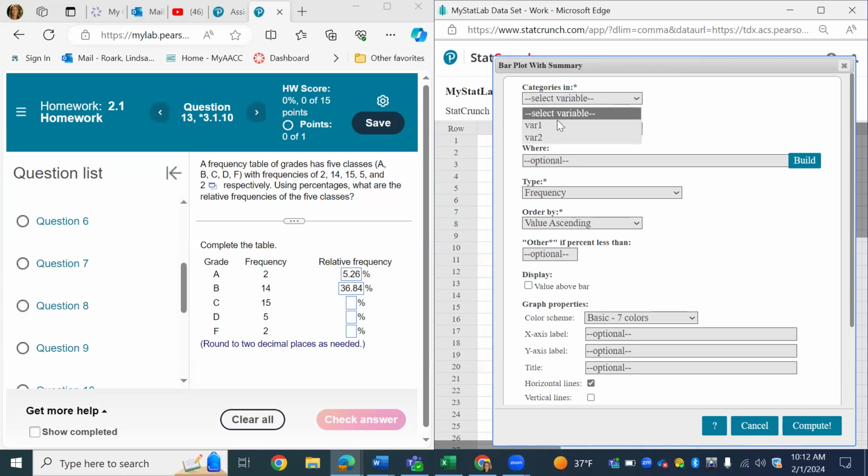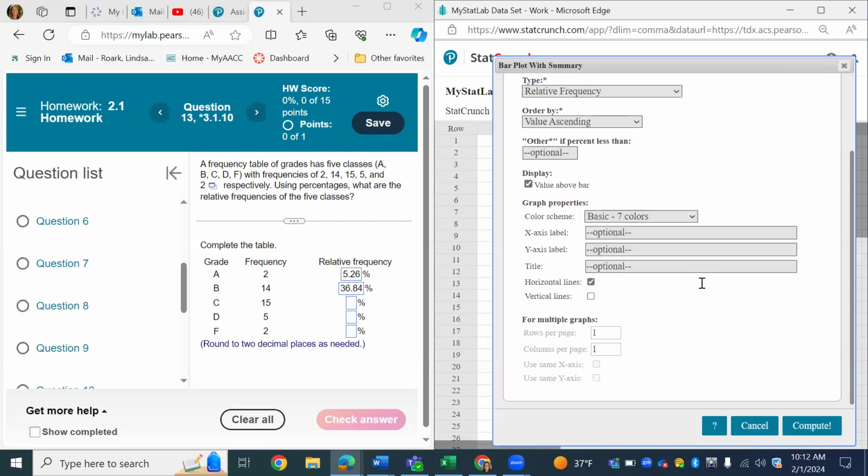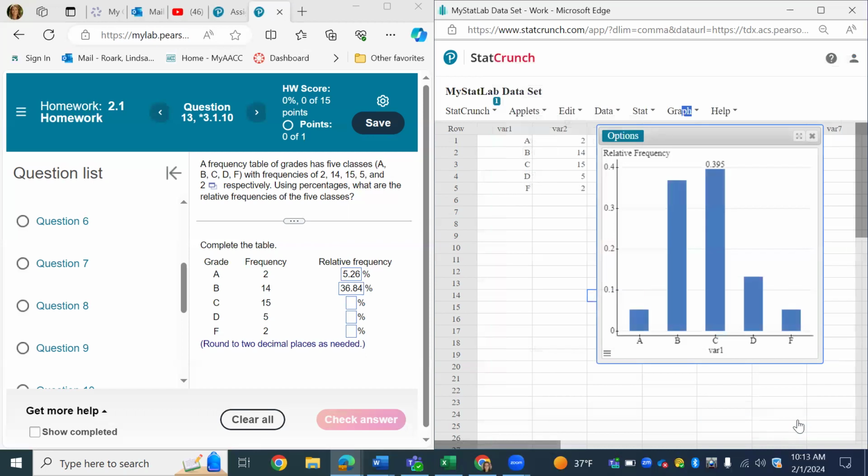Okay, so we say categories in, that was the first column. That was just A, B, C, D, F, right? And then the count in, variable 2, those are the frequencies. Then I'm going to change it from frequency to relative frequency. You'll notice I even have the option to do percent. So I'll click relative frequency first, just so you can see it. I'll click value above bar, and I'll click compute.